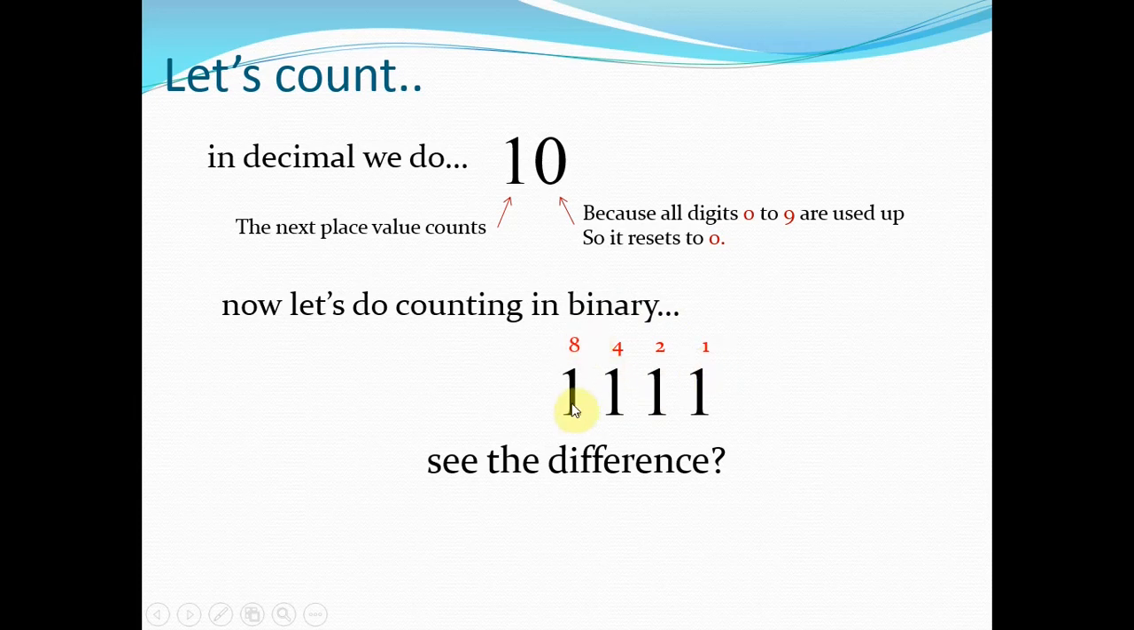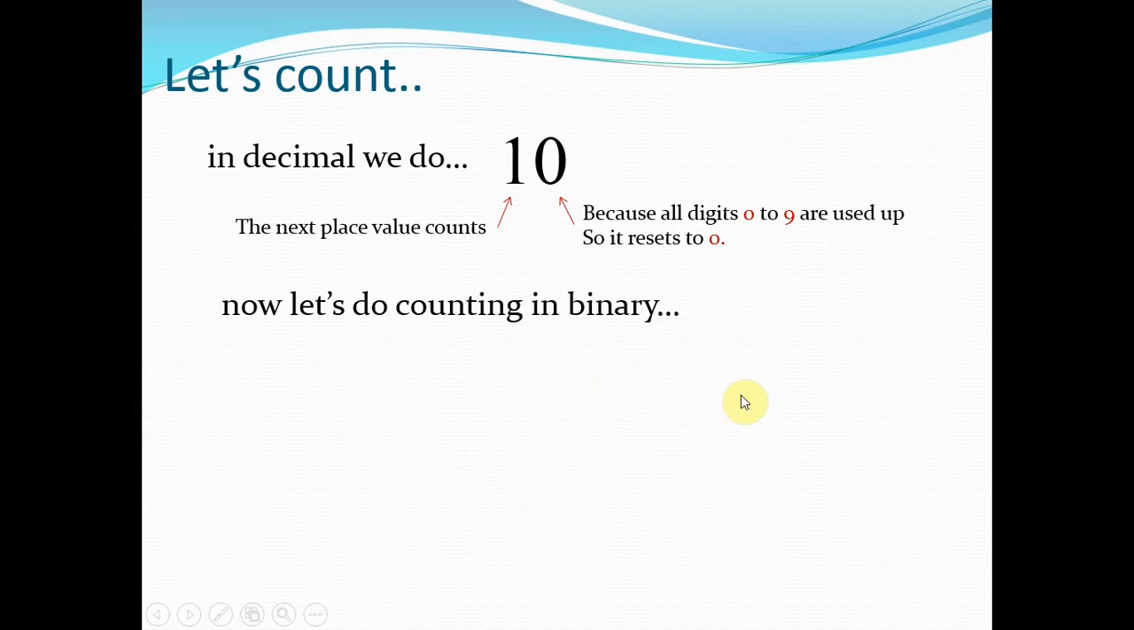For 8, we have 1, then the rest would be 000, so 1000. For 9, 1001. For 10, 1010. For 11, 1011. For 12, 1100. For 13, 1101. 14 is 1110, and 15 is 1111.